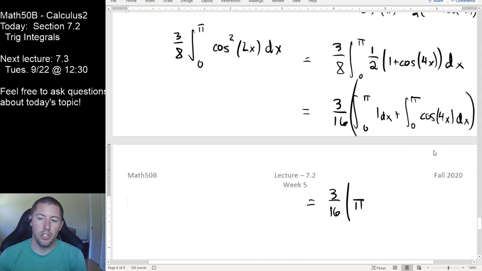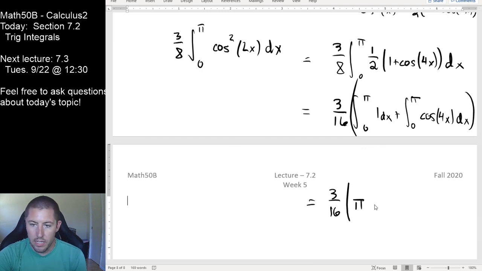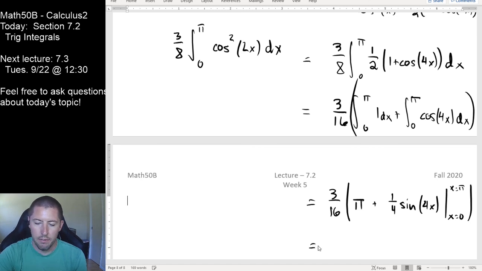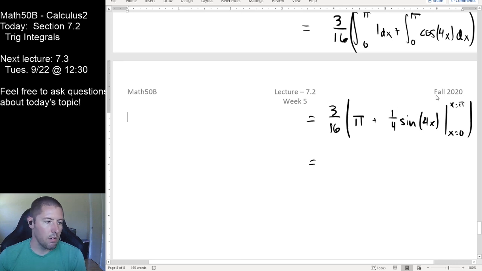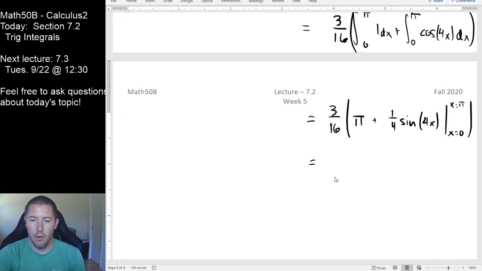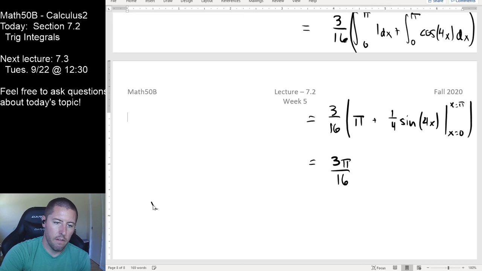And over here now, the antiderivative of cosine is sine, but I need a 1/4 sine of 4x right there, evaluated from x equals 0 to x equals pi. I don't think that this is going to actually end up influencing our answer because I'm seeing here that this is still going to be 0. Right? Sine of 4 pi is 0. Sine of 0 is 0.